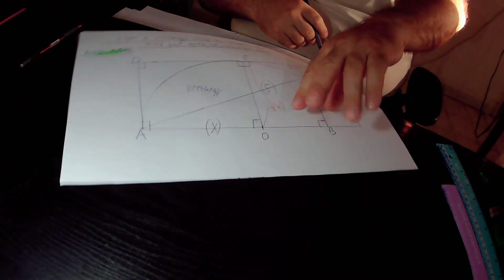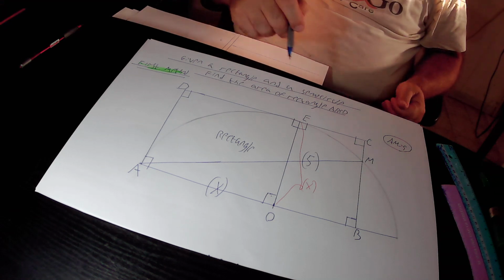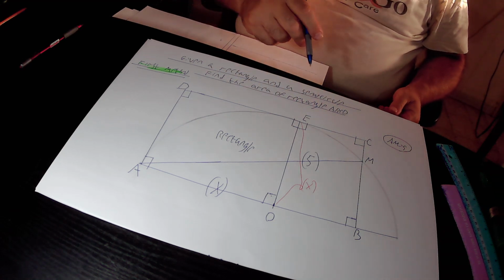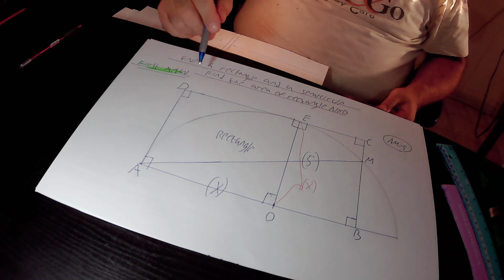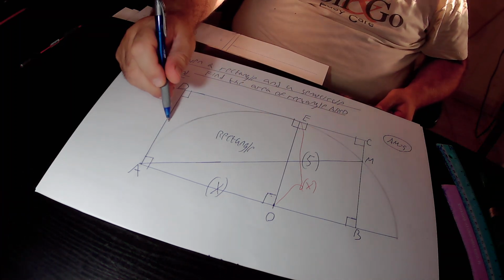But we also know that the opposite sides of a rectangle are equal to each other. So in rectangle DEOA, side EO must be equal to the opposite side DA, but EO is x, therefore DA must also be equal to x units in its length.